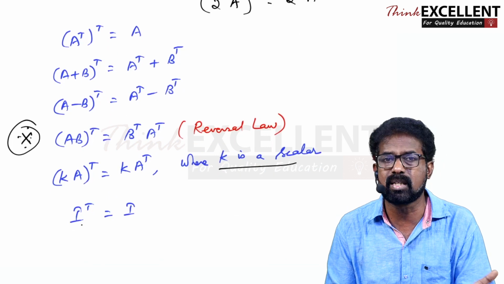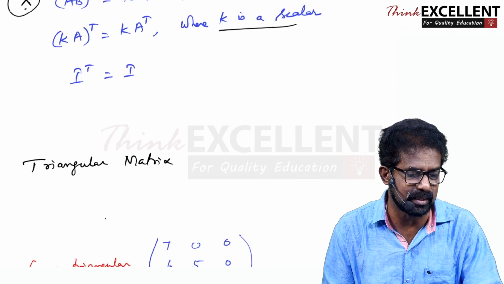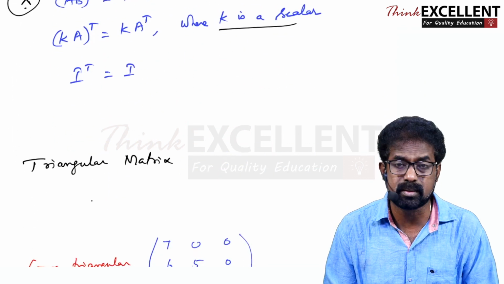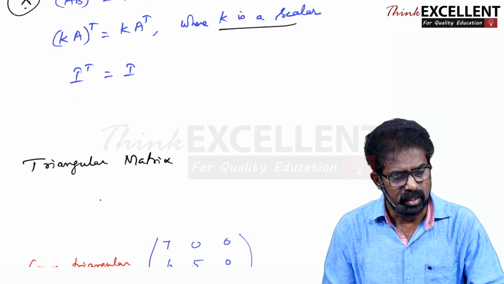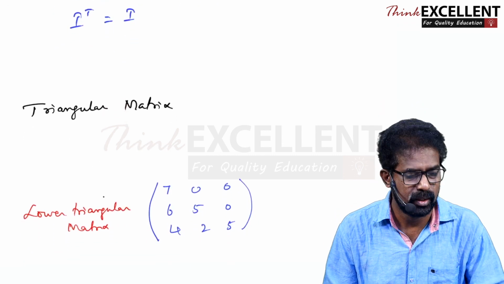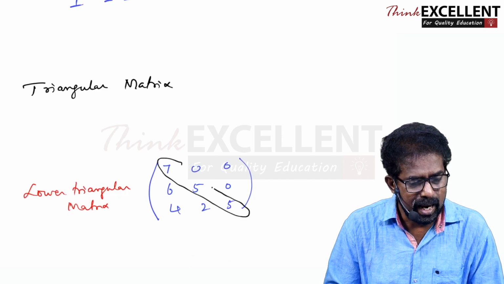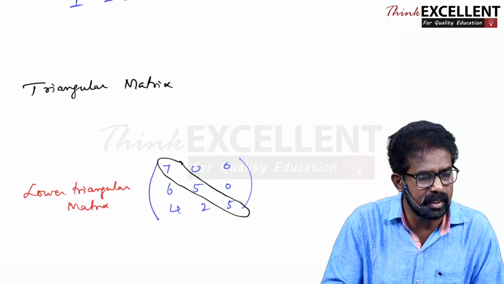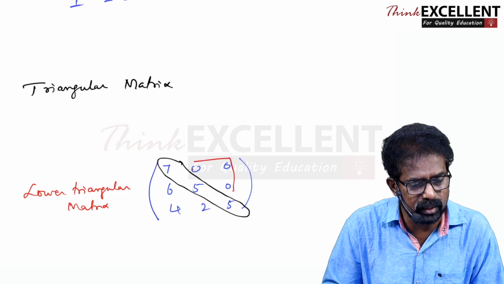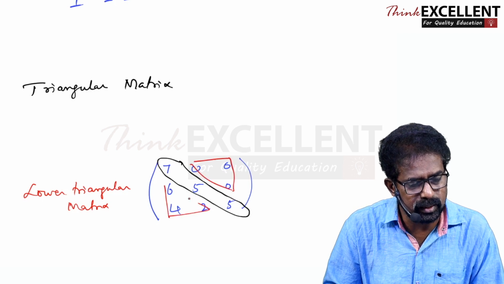Identity matrix, if you take the transpose, you will get the identity matrix itself, okay. Then triangular matrix, a square matrix. You see, this is the diagonal. Diagonal's upper part, you can see a triangle. Here you can see a triangle. Lower part also you can see a triangle.